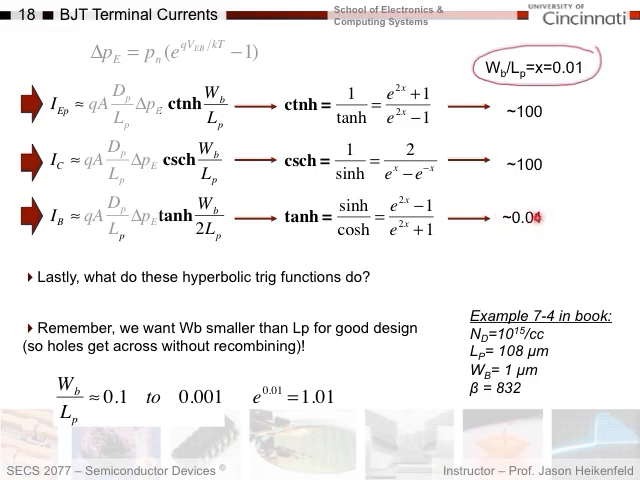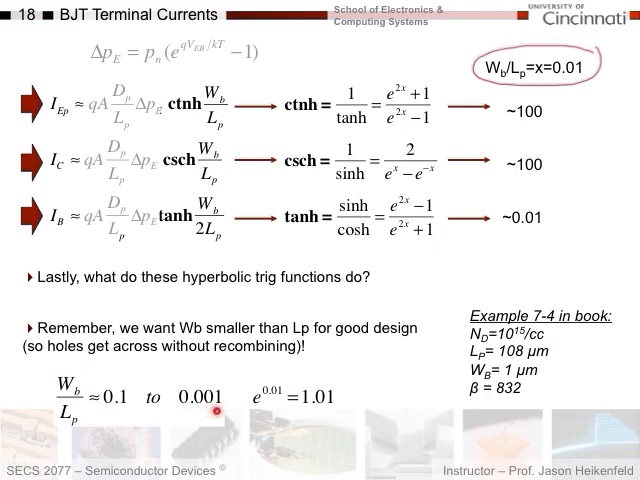The ratio between my base and collector current, which is just the hyperbolic trig functions here, if I look at these two, would be 10,000, 100 divided by 0.01, okay? So, again, remember we want WB smaller than LP for good design, so the holes get across without recombining. Typical ratios of WB over LP are 0.1 to about 0.001. That's the range we'll typically see.